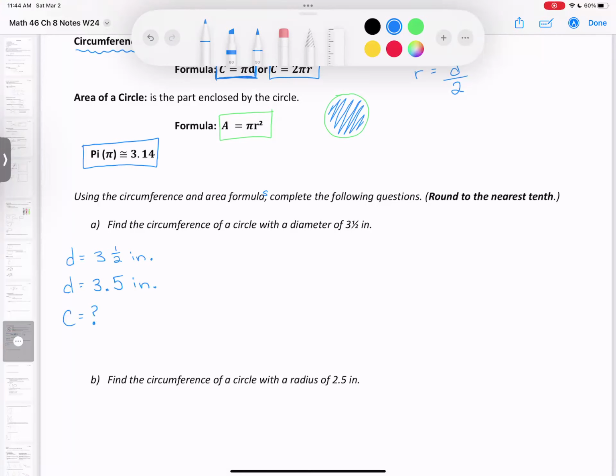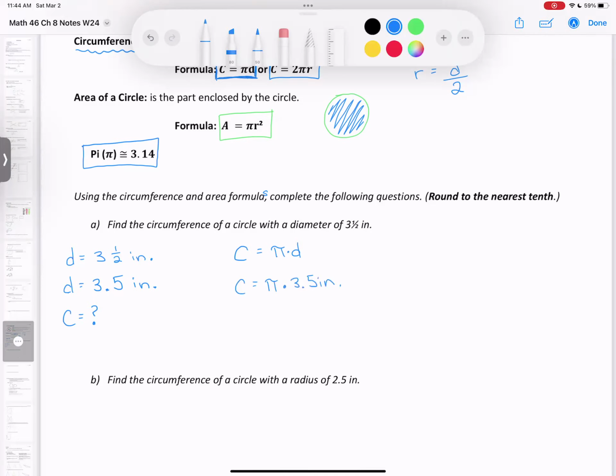So I'm just going to write C equals question mark. I know the formula says that circumference is always pi times d. I'm going to use the formula where d is involved because I know d, and we're looking for circumference. So circumference is going to be pi times, well, our d was 3.5 inches.